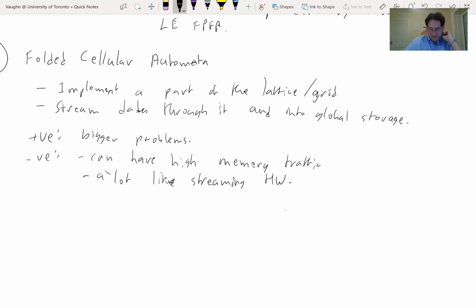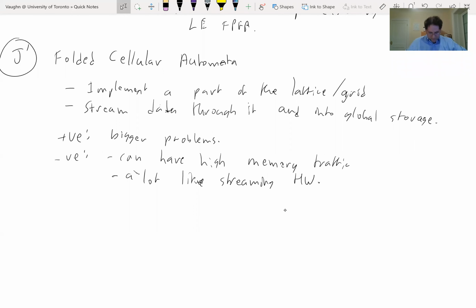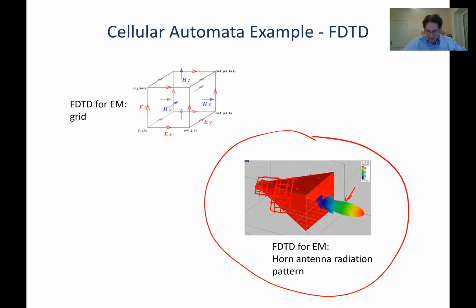For the particular example I showed you, where you're computing electric and magnetic fields, you compute electric fields at a certain time step, then you compute the magnetic fields for the next time step, then you compute the electric fields for the time step after that, and you kind of ping pong through time that way. That's how you actually solve Maxwell's equations using finite difference time domain.